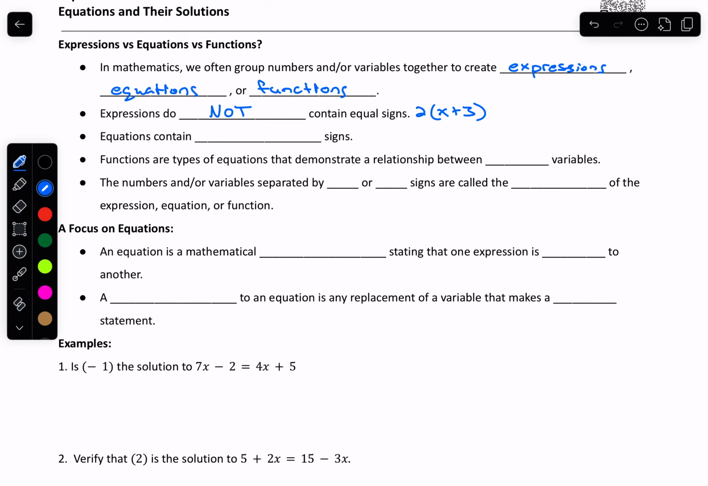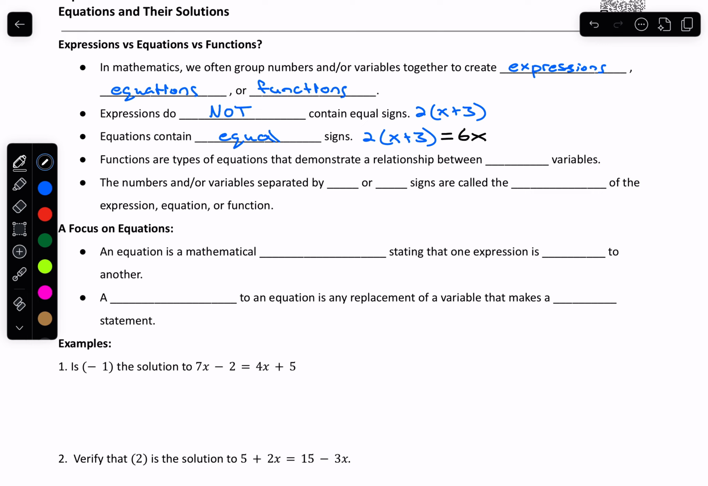Equations, on the other side, do contain equal signs. So an equation might look like, instead of 2x plus 3, we might take 2x plus 3 and set it equal to something, like maybe equal to 6x. And by setting the expression equal to another expression, then we get what is known as an equation. And we would then be able to solve this equation for the value of x that makes the equation true.